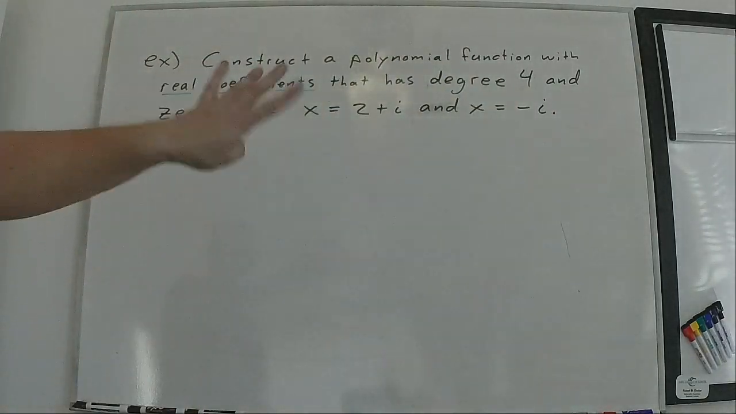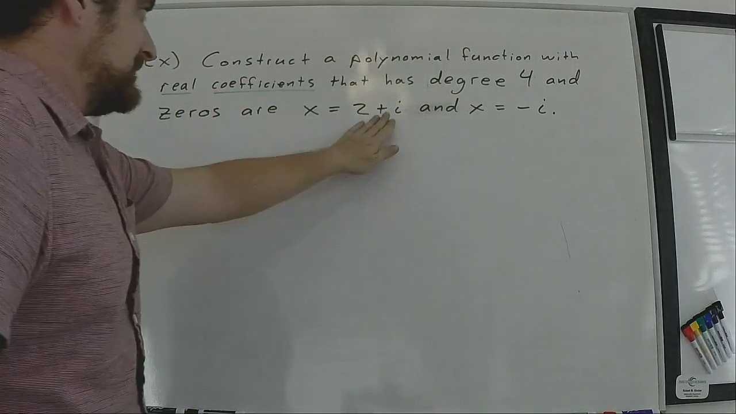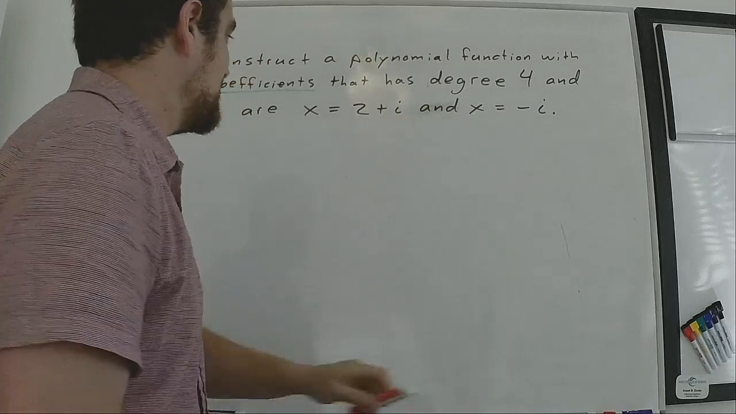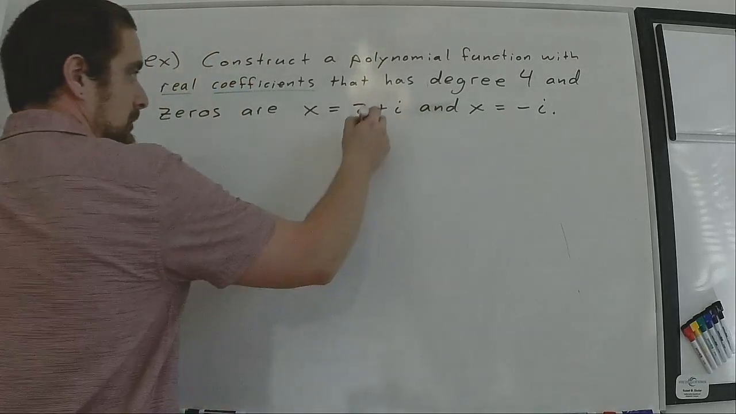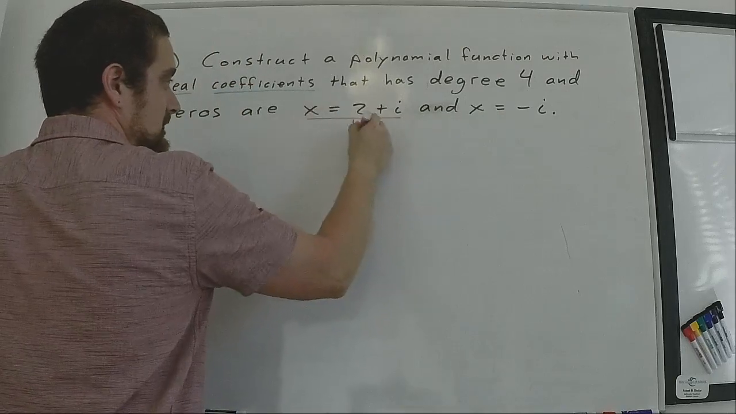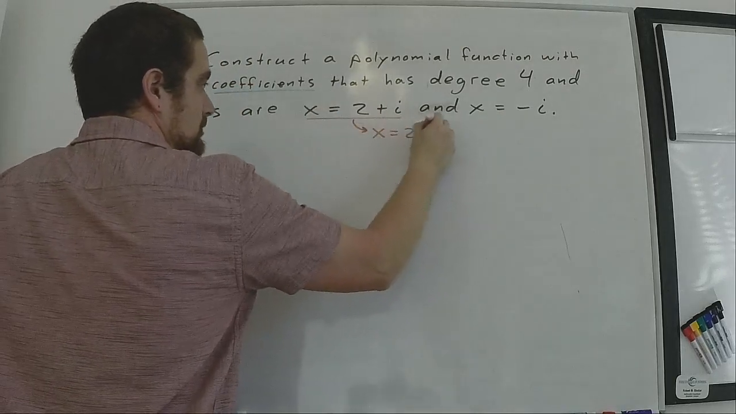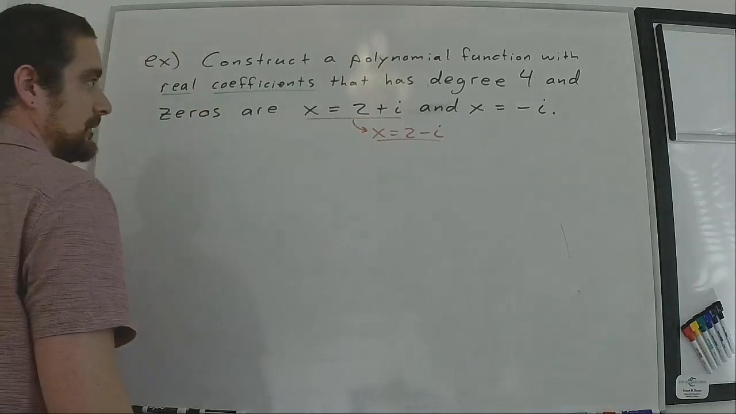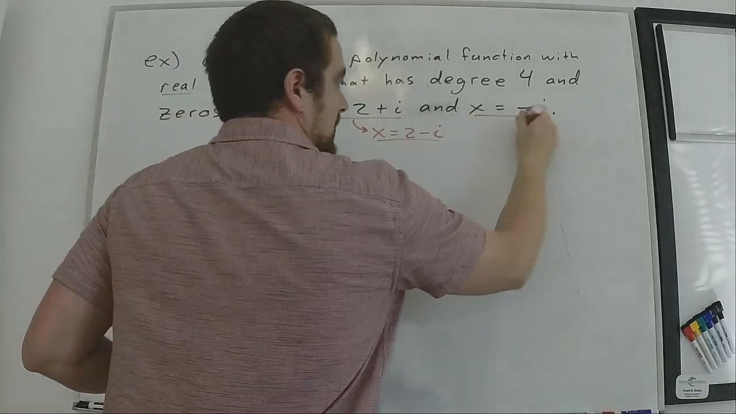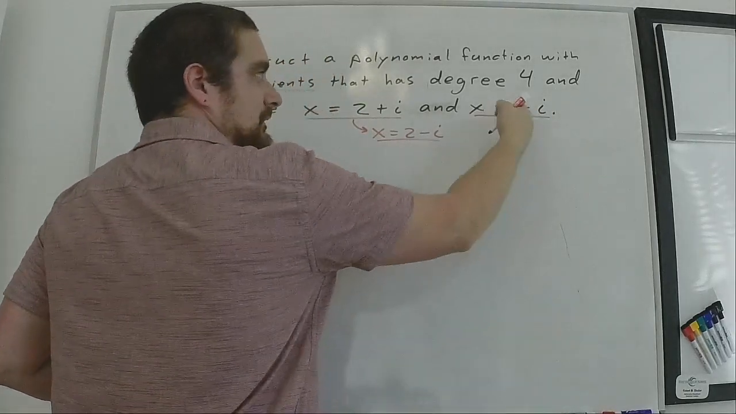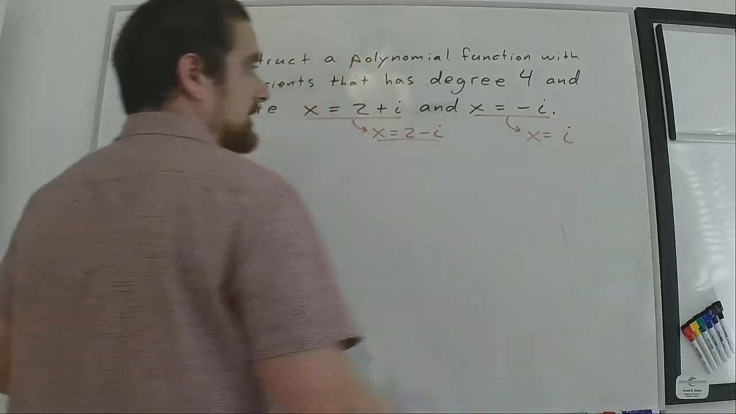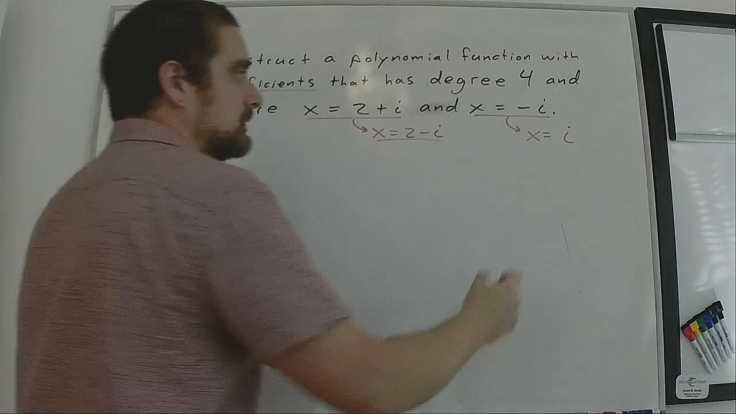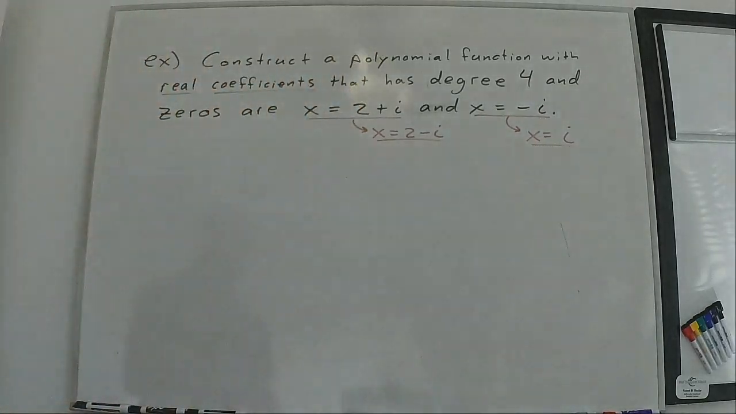So it has to have degree 4. Right now we're only staring at 2 zeros, but again, very quickly, since we're looking at zeros that are complex, I can take their conjugates and say that x equals 2 minus i is also a 0. And I can take the conjugate here. Again, this looks like 0 minus i, so I want x is equal to 0 plus i. There's really no reason to write 0 plus i, so I'm just going to write i.